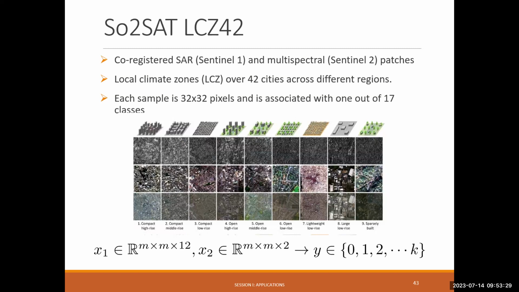The So2Sat dataset is similar, extended in the sense that you have multispectral and radar. So you have SAR and MSI. What you do is now you have two types of observations. You have X1, which is M times M, which is 32 by 32 times 12 spectral bands from multispectral, and 32 by 32 times 2, which is the vertical and horizontal polarization of SAR. So you have two types of data. You're going to have a system that takes both of them and again produces one label out of the classes: sparsely built, lightweight, low rise, open mid rise, all these types of land cover abstractions.